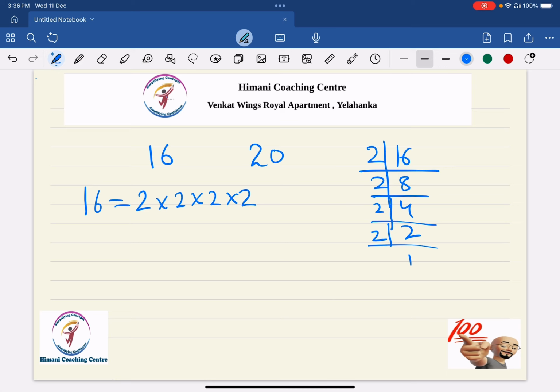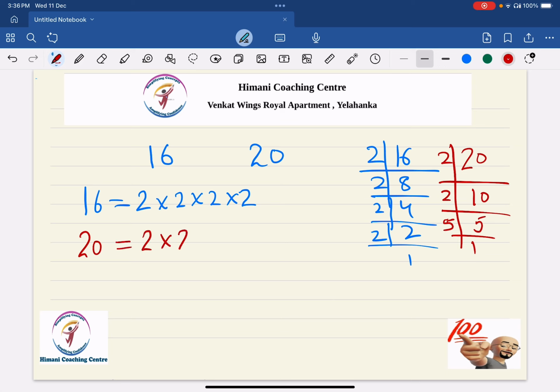Okay. Likewise, if we do it for 20, what will happen? This goes with 2 and gets 10, then goes again with 2, we get 5, then 5 and 1. So let us write: 20 is equal to 2 times 2 times 5.